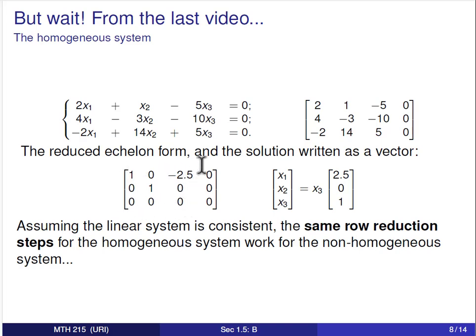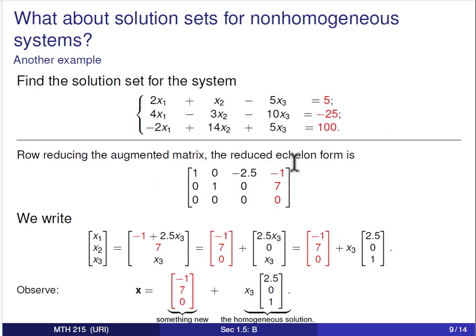Now you'll notice that the homogeneous system had a column of zeros at the end of this matrix, and we have different numbers. When we do the row reducing steps using these numbers, we end up getting -1 and 7 and 0 as the right-hand sides of those equations. But that's fine. We can still solve for x1. x1 is going to be -1 plus 2.5 x3. And x2 will equal 7 now. x3 is still a free variable, so we still write x3 there.